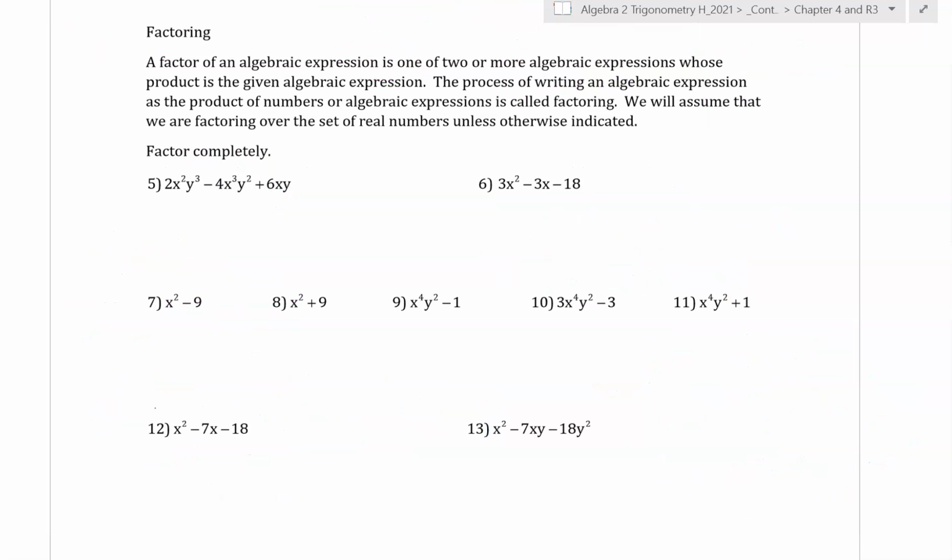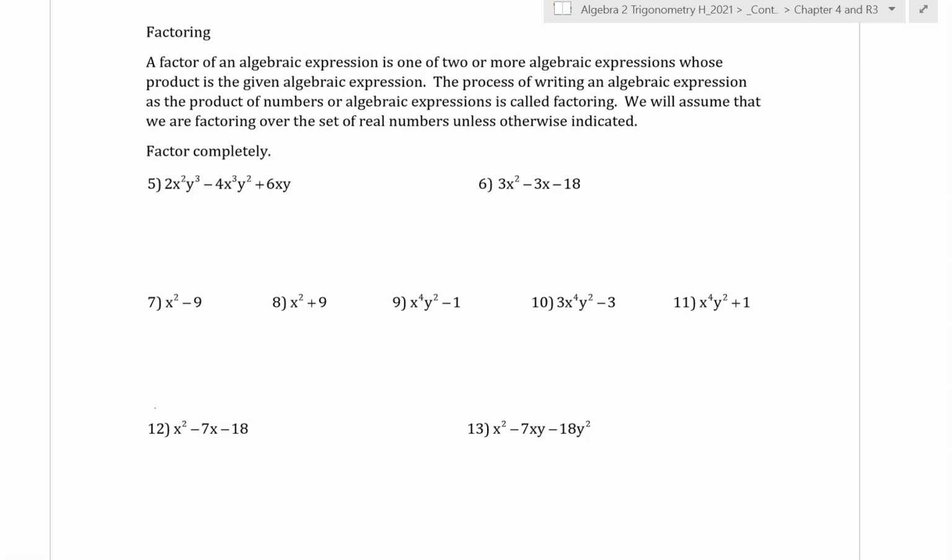Okay, next, we're going to talk about factoring. A factor of an algebraic expression is one of two or more algebraic expressions whose product is the given algebraic expression. The process of writing an algebraic expression as the product of numbers or algebraic expressions is called factoring. We will assume that we are factoring over the set of real numbers unless otherwise indicated. So when I say factor completely, we are only going to think about real numbers right now.